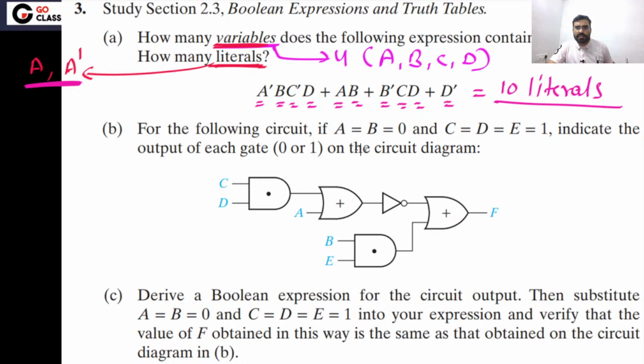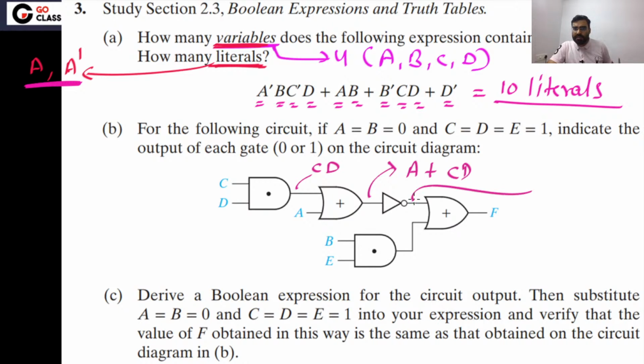Next question. This circuit is given to you. In this circuit, if A equals B equals 0, and C equals D equals E equals 1, then what will be the output? CD is 1, since C is 1 and D is 1 and this is an AND gate. So CD will be 1 and A is 0, and this is an OR gate. So this will be 1, because this is A or CD.